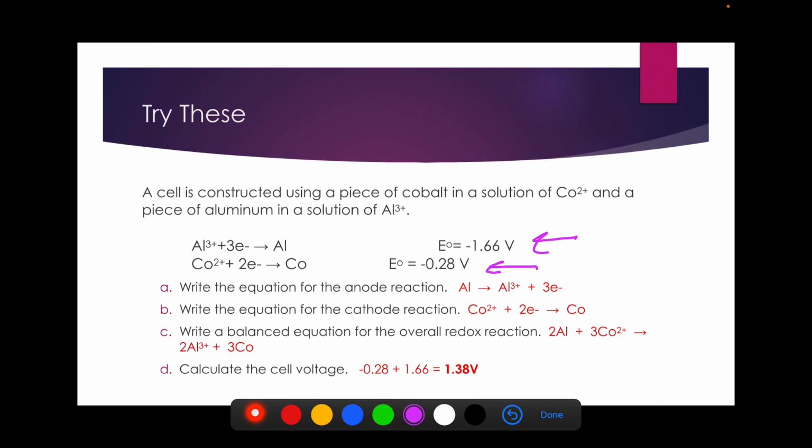From there, I wrote the balanced redox equation, considering the number of electrons that were transferred. And finally, I calculated the cell voltage. Notice I flipped the sign on the aluminum reduction potential, but I did not multiply anything by an integer, even though I had to multiply by integers to balance the equation. Again, this is a non-stoichiometric relationship.